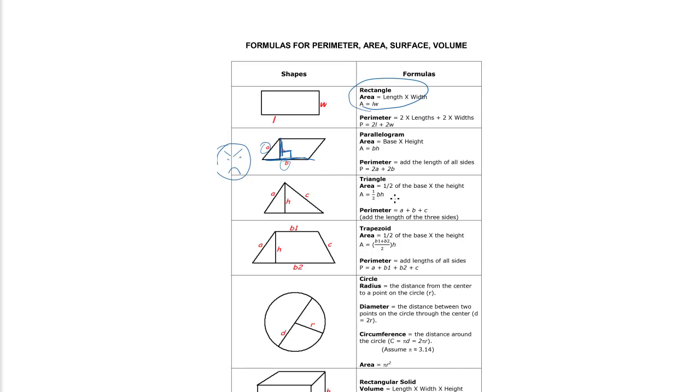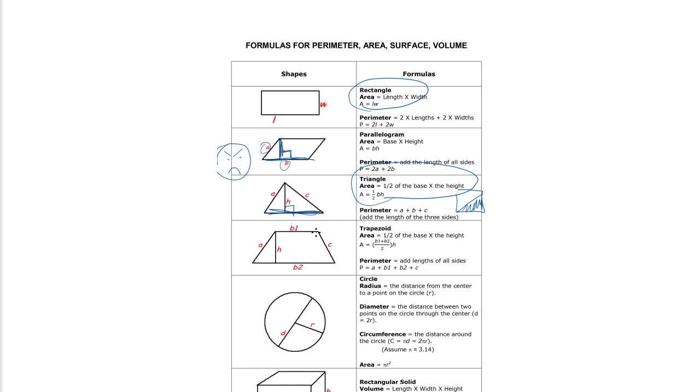Triangles. We know for a triangle, the area is 1/2 the base times height. It's essentially, if you think about it, a triangle is really just 1/2 a rectangle. So it's 1/2 the base times height, or length times width. Now, be careful. The height on the triangle, again, has to be perpendicular to the base in order for this formula to work.